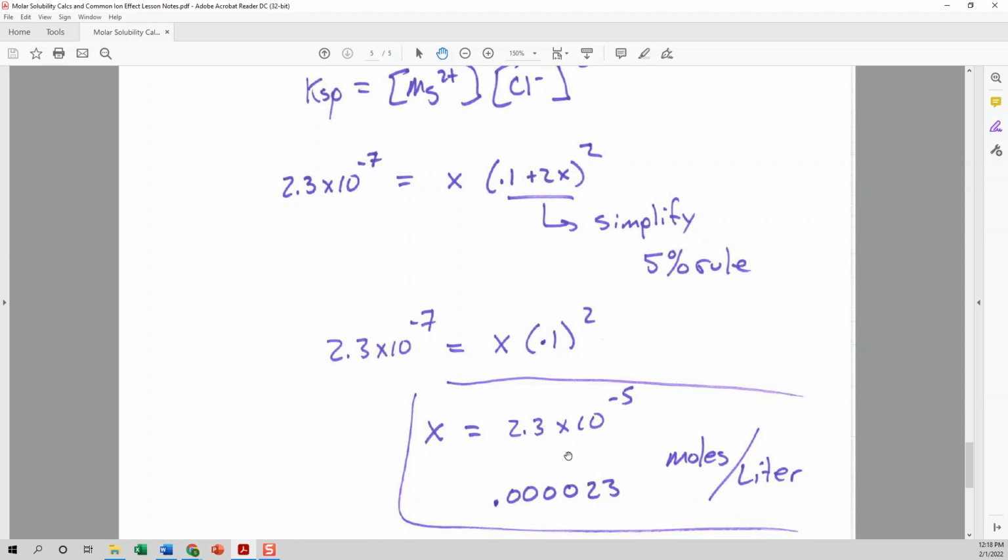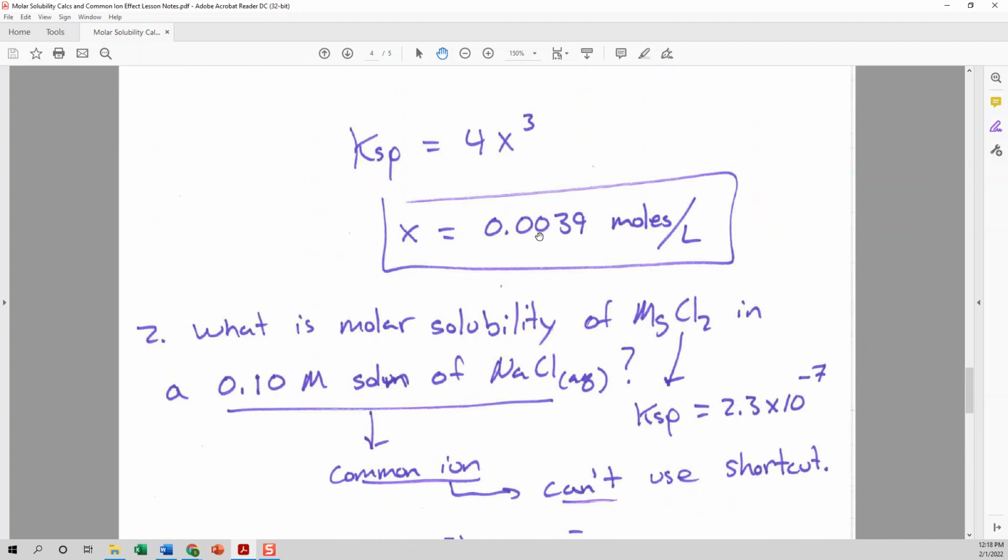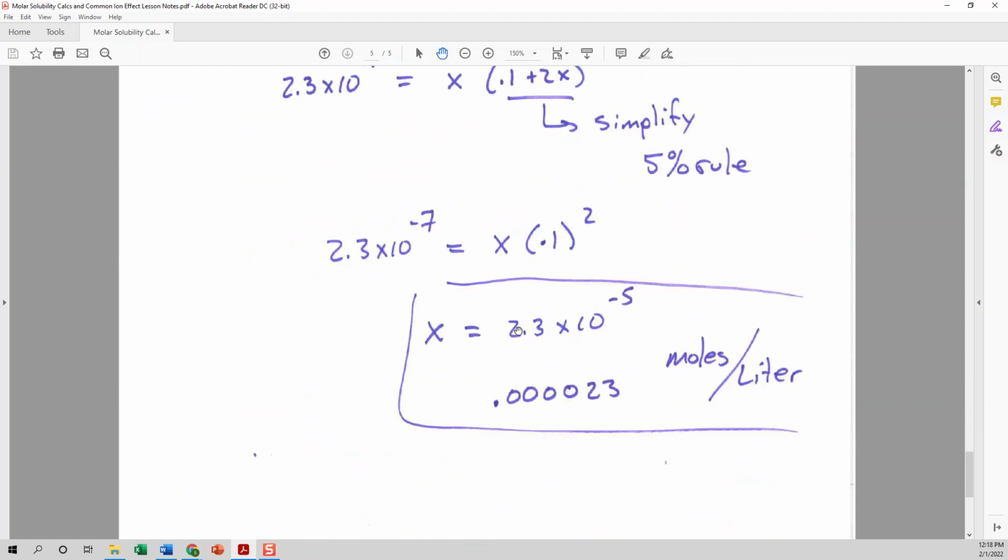Notice this is a lot smaller than that. This was how soluble it was in pure water, and this is how soluble it was in the presence of 0.1 molar common ion, okay? And notice the molarity went down, or, you know, the solubility went down, all right?